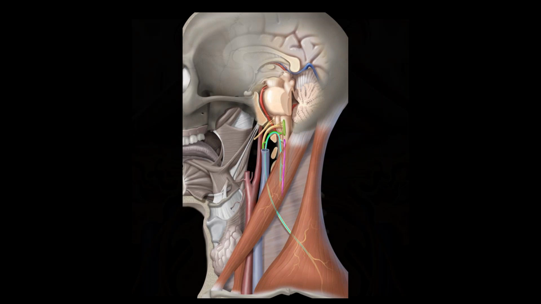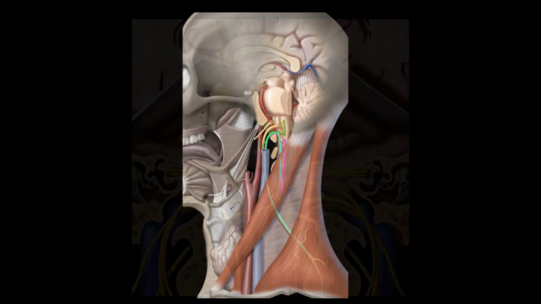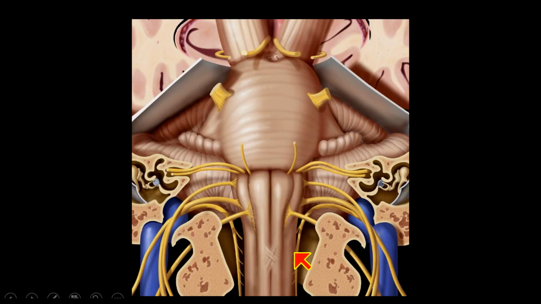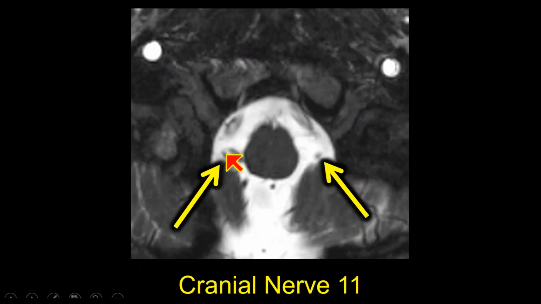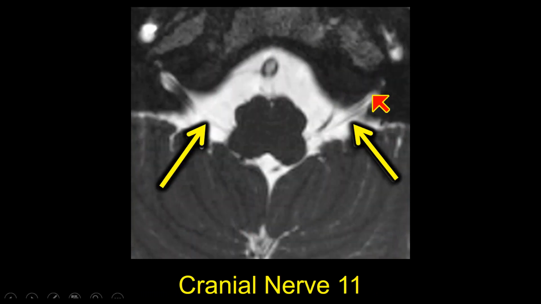So again, 9, 10, and 11, we have all these nerves that go over the head of the bird. If we're trying to see these little rootlets down low, if we think about our CSF bright sequence, we might see these little rootlets coming off down low that are going over towards the jugular foramen, when we think about cranial nerve 11 going over towards the jugular foramen out laterally.